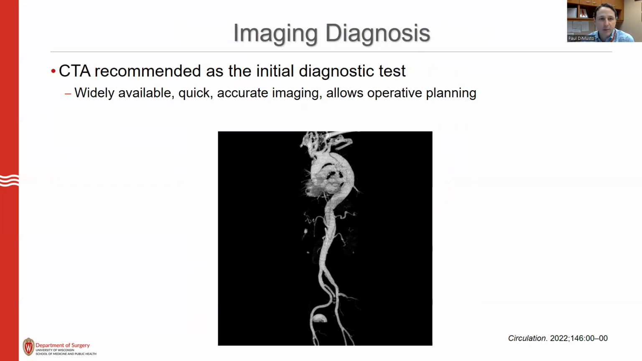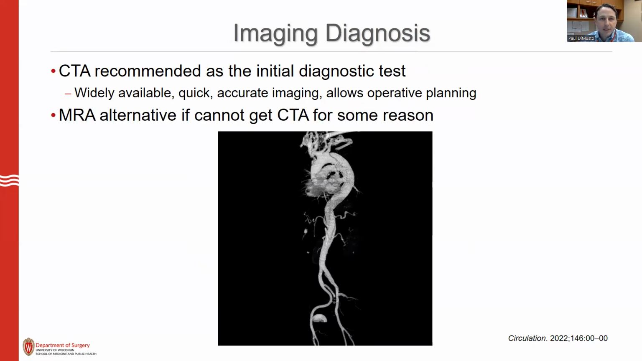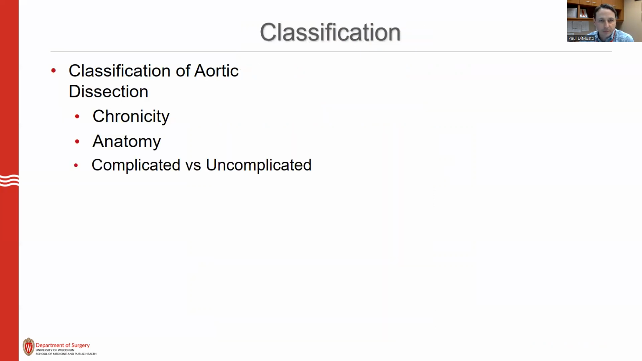These are widely available. It allows quick imaging as well as operative planning if necessary. MRA can be an alternative if the patient cannot get a CT scan for some reason. Now, there are several ways that we classify dissections, including the chronicity of them, the anatomy, and complicated versus uncomplicated.